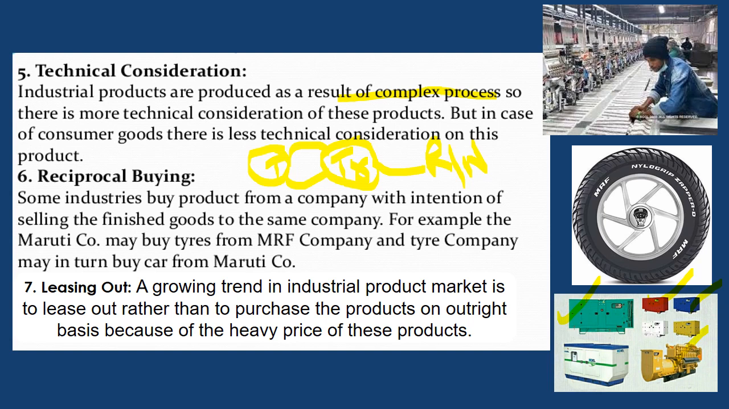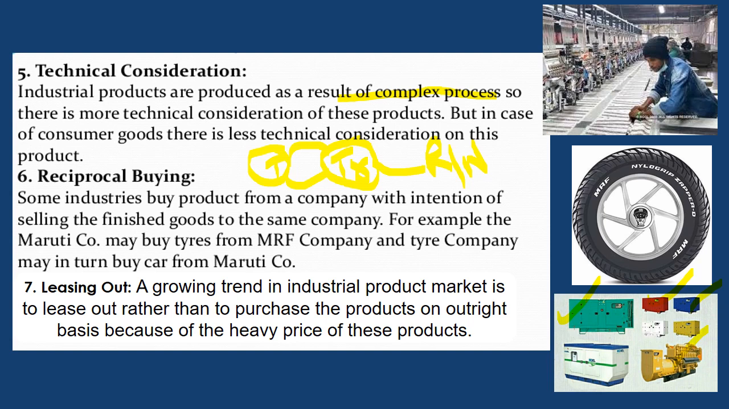Yes. Then the next one is reciprocal buying. What is reciprocal buying? Something that the industry is manufacturing, later on you are using the same good. Example, I'll tell you. Now, MRF tires, I put the tire there also so that you know it's a tire. Car tire or whatever tire it is, or let's say a truck tire or tempo tire, whatever it is. Now, these MRF tires are being manufactured by the company called MRF. So what is happening?